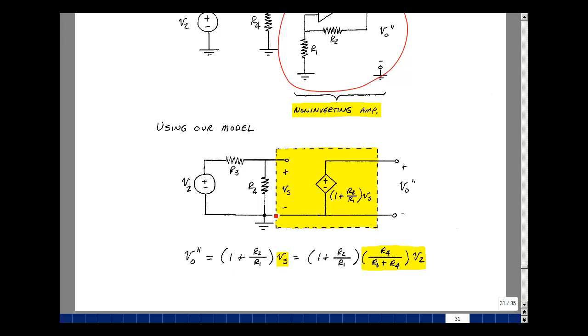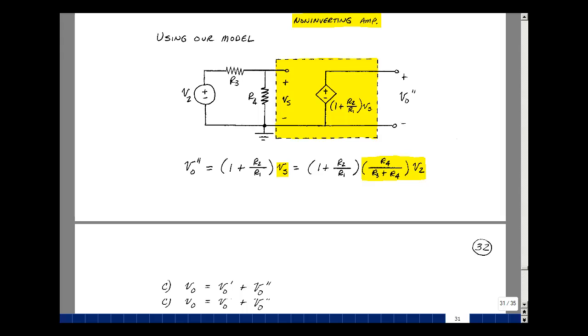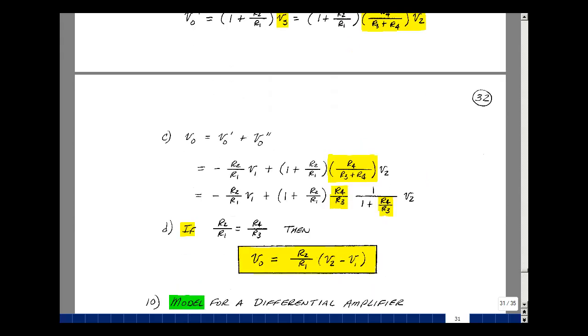But what is V sub S? It's a voltage divider with R3 and R4. In other words, R4 over R3 plus R4 times V2 is V sub S. So now I've got the output due to the second input. I can add the 2 results together. Here's our first result, and here's our second result.